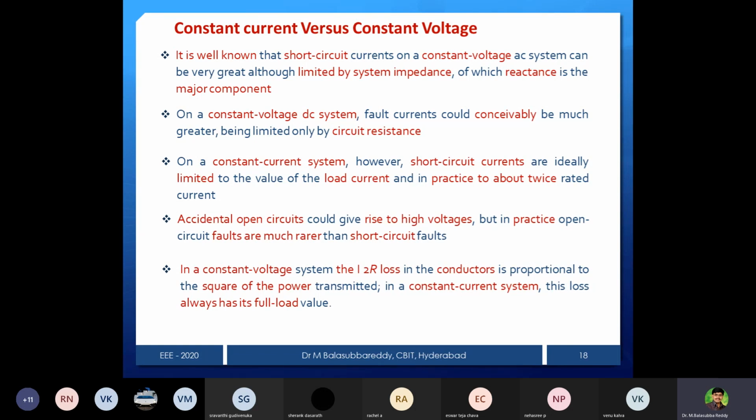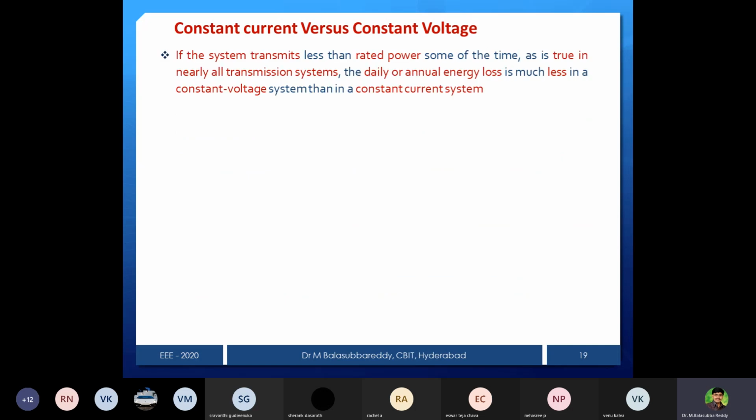Because it is a very sensitive parameter, the factor of current is I square, so that is the reason for the square of the power transmitted. In a constant current system, this loss is always at its full load value. In a constant current system, whatever the rated current is, that is the full load, so you can operate at that. But in the constant voltage system, the current will vary, and that is the reason you get it as an I square R loss.